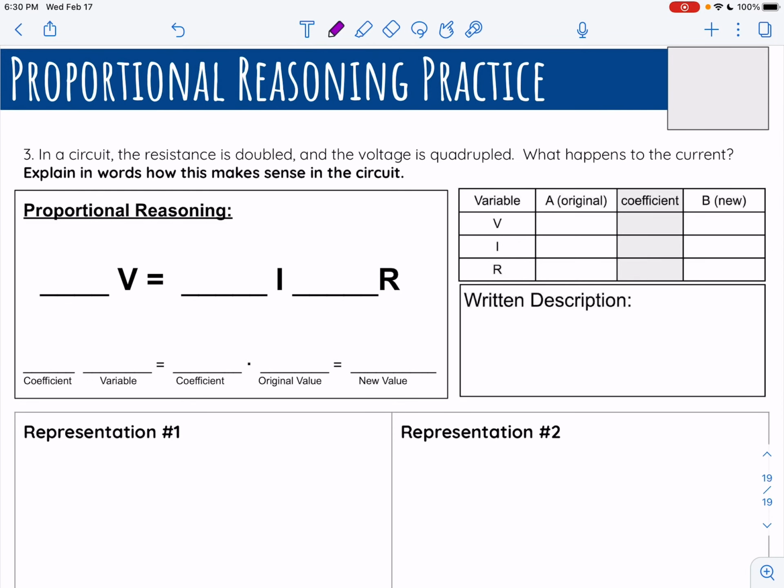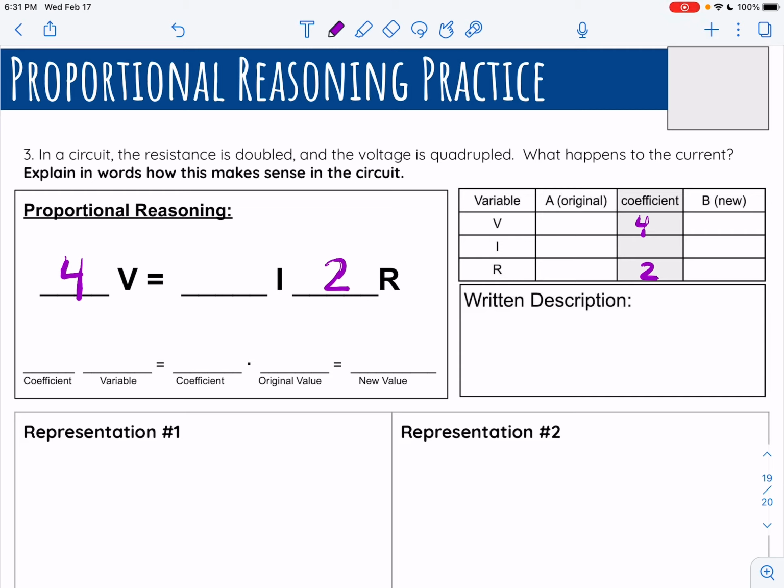All right, so the last two. In a circuit where the resistance is doubled and the voltage is quadrupled, what happens to the current? Okay, so now we're going to change both things, and there's no number, so all you're really going to be working with is the coefficient. So the resistance is doubled, so that one's going to get a 2. The voltage is going to be quadrupled, so that's going to get a 4. What's going to happen to the current?